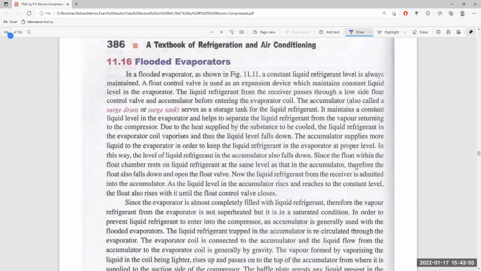Thus, in this way, the level of liquid refrigerant in the accumulator also falls. Hence, the float within the float chamber, being at the same liquid level as in the accumulator, falls down and opens the float valve. Now the liquid refrigerant from the receiver is admitted to the accumulator. As the liquid level in the accumulator rises to the constant level, the float also rises with it until the float valve closes.